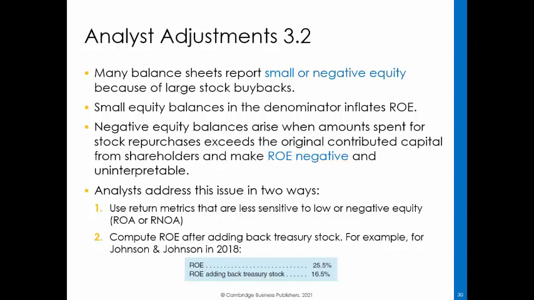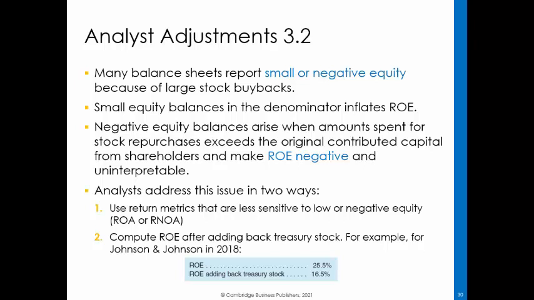Stock buybacks have increased dramatically over the past several years, such that many balance sheets report large levels of treasury stock. The effect of treasury stock on key ratios is material for many firms. For example, ROE for Johnson & Johnson with and without treasury stock is shown on this slide. For many firms, the effect of treasury stock has two challenges. Small equity balances occurring from treasury stock buybacks create a small denominator in ROE calculations, which inflate ROE.